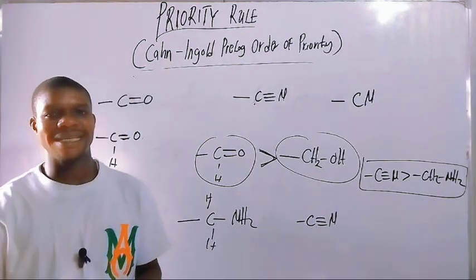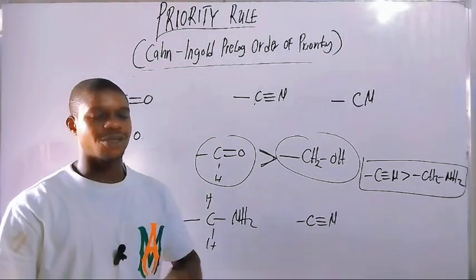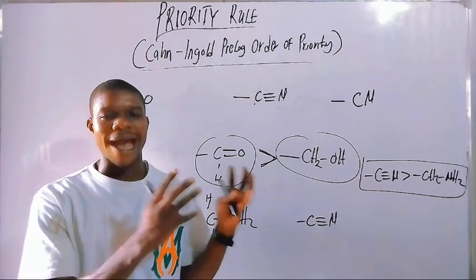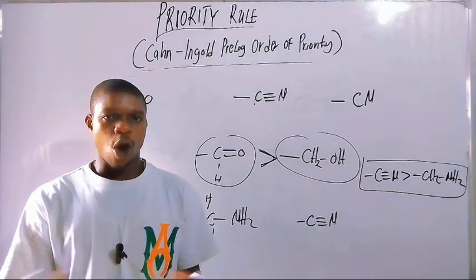You are going to use them when you are assigning E and Z configuration and R and S configuration to isomers, to geometrical isomerism.